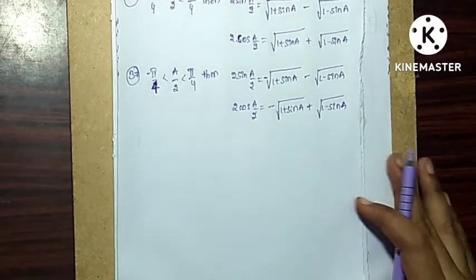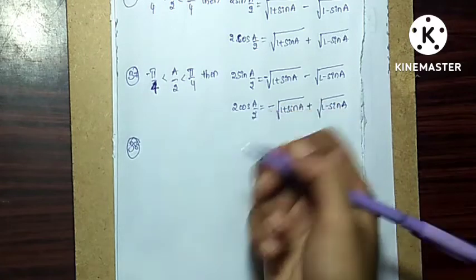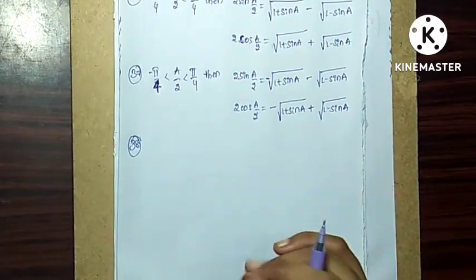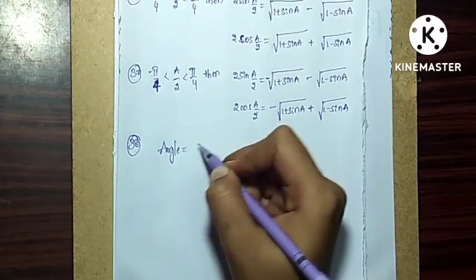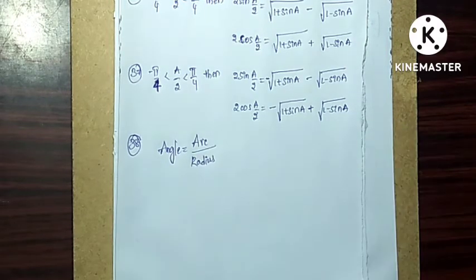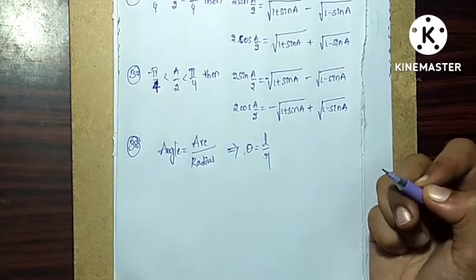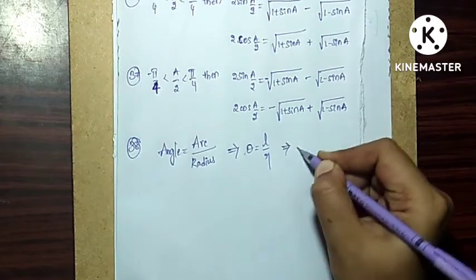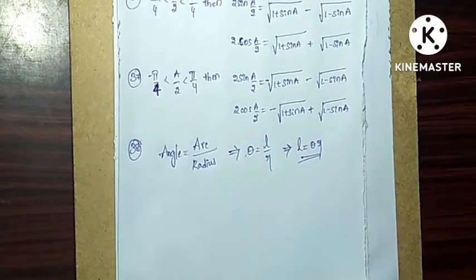Now, we will check out our 38th formula, which is a simple one, not that important for JEE, but you have to remember this for all entrance tests. Angle is equal to arc by radius. We will consider angle as theta, arc as L, and radius as small r. In this way, we can write arc is equal to angle into radius, theta r. Okay, that's it. This is the formula of trigonometry.